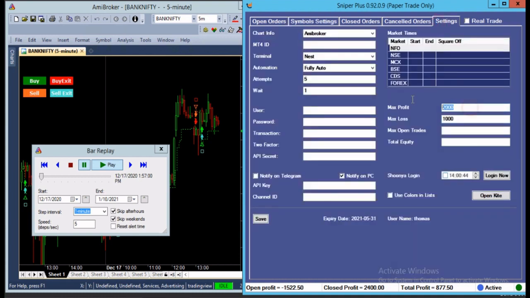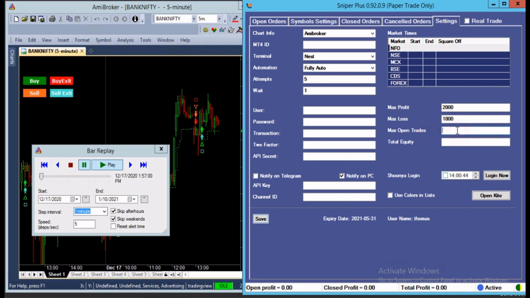And if the profit is achieved, the 2000 rupee profit is achieved, the Sniper will not take any order from the chart. It will stop taking the orders automatically. Once the 2000 rupees profit is achieved, it will not trade for any symbols for that day, but it will take the profit for the next day. For that day it won't take the profit. It will close automatically.